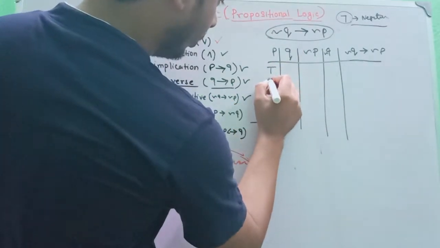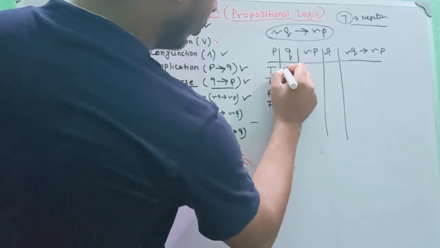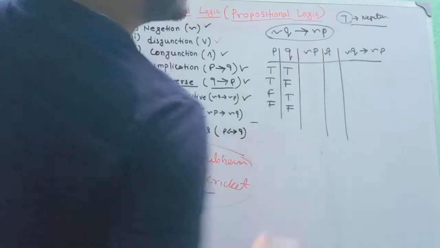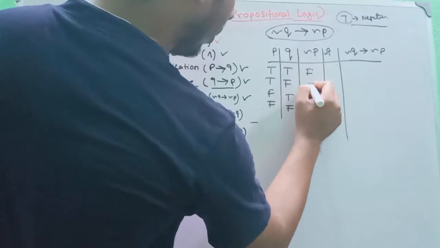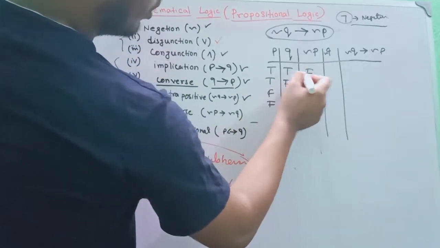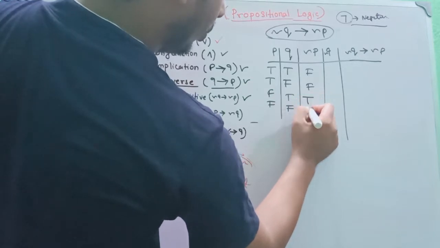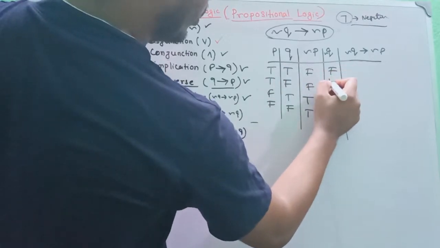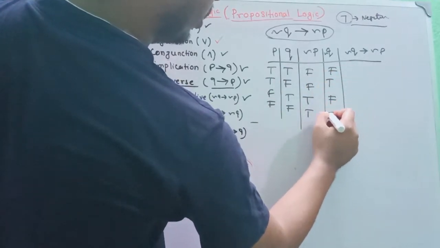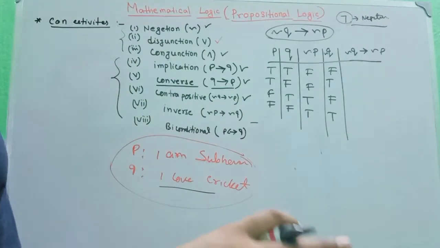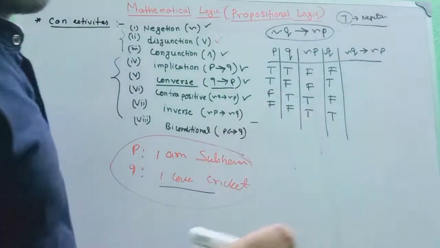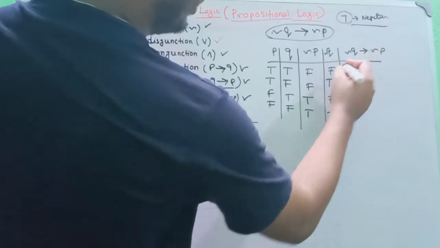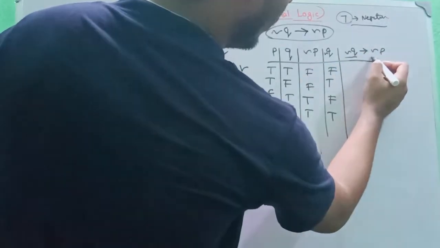So P was true, true, false, false, true, false, true, false. Negation of P means what? True became false, false became true: false, false, true, true. As well as negation of Q: false, true, false, true. This is very simple, don't worry about it. If you practice one or two times, it becomes easier.